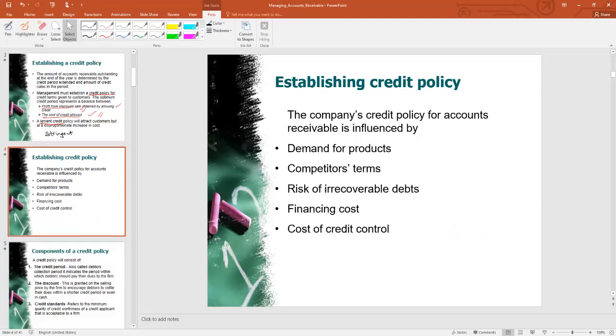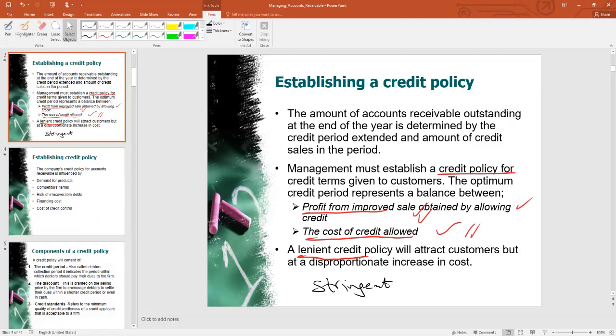When it comes to establishing the policy, as I mentioned, it's either a lenient policy or a stringent policy. It does not matter which, you can follow either of the two policies. Both of them have their own costs and their own financial benefits. So as a company, whatever policy you adopt ought to be maximizing the net benefit.